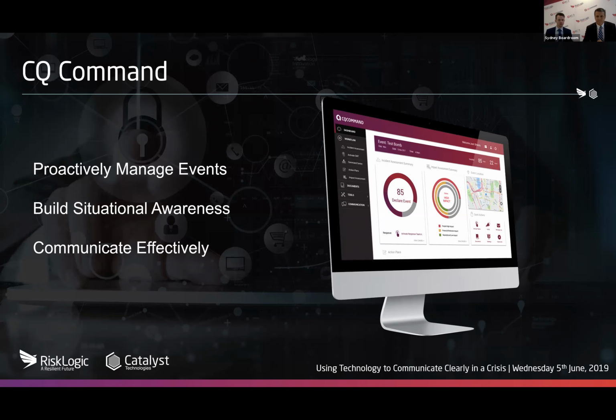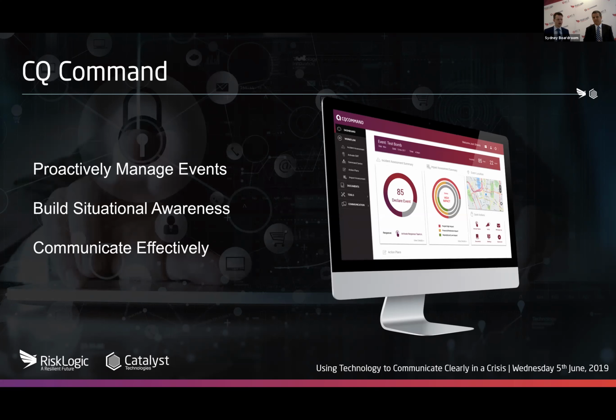CQ Command was built with 3 core elements in mind. It came out of our consulting experience over the last 15 or so years in this space, and there were several common themes we found teams were constantly being faced with. One, the ability to understand early on the severity of the event and get the right people in the room.